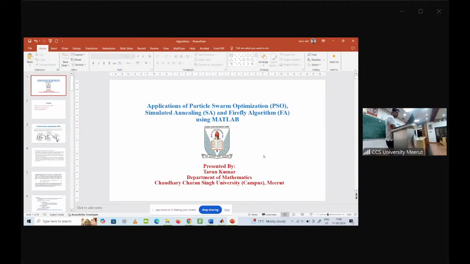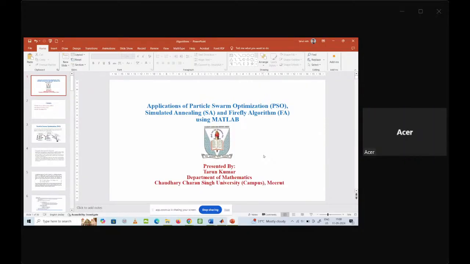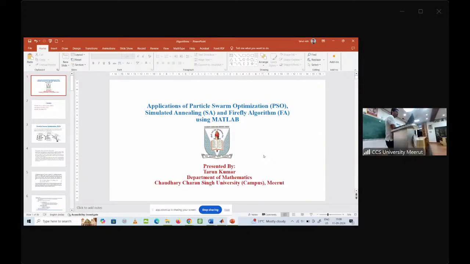My name is Tarun Kumar. Yes. I am here to show you the applications of particle swarm optimization, simulated annealing algorithm, Firefly algorithm in MATLAB. Before starting to show you the applications of these, we are talking about artificial intelligence, and we are in the era of artificial intelligence. So I am taking a basic example you solved in graduation level transportation problem.